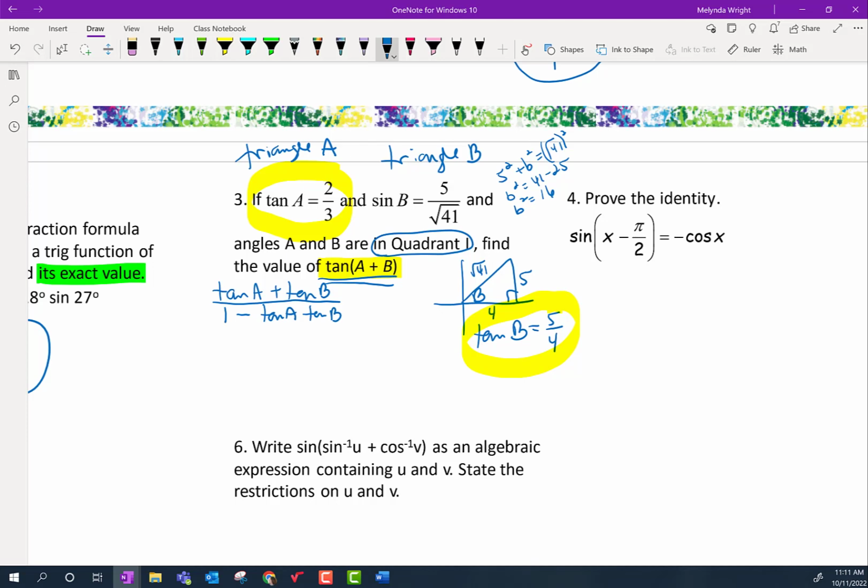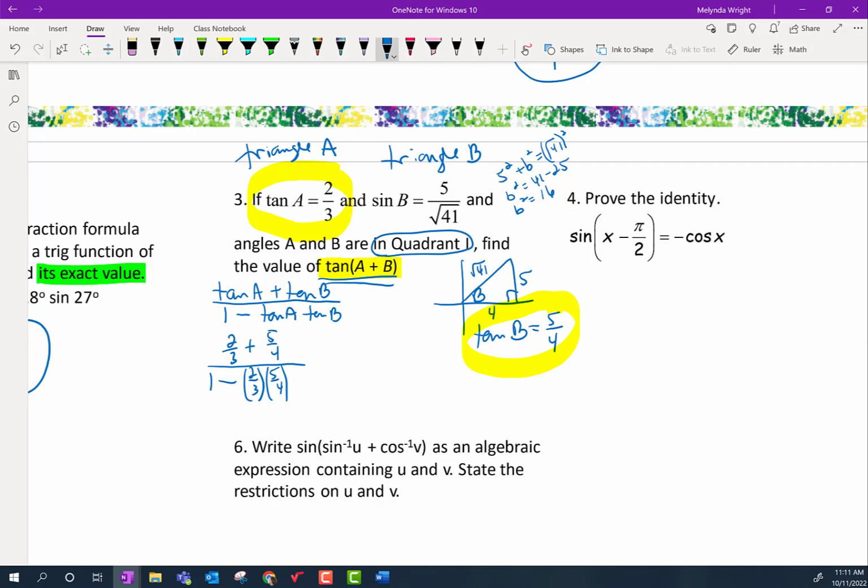So now let's substitute. In place of tangent A, we're going to put 2/3. In place of tangent B, we're going to put 5/4, over 1 minus. Again, in place of tangent A, we're going to put 2/3, and in place of tangent B, we're going to put 5/4. Okay, now we've utilized our formula, and it's just a matter of arithmetic now. We just need to clean it up.